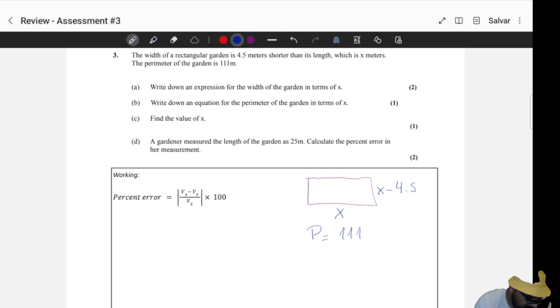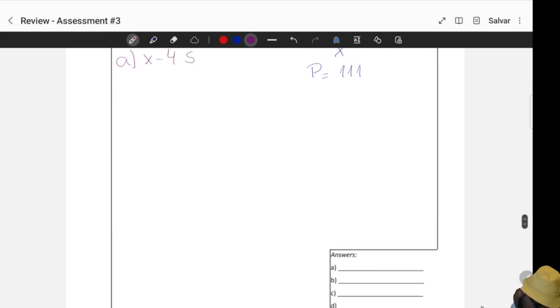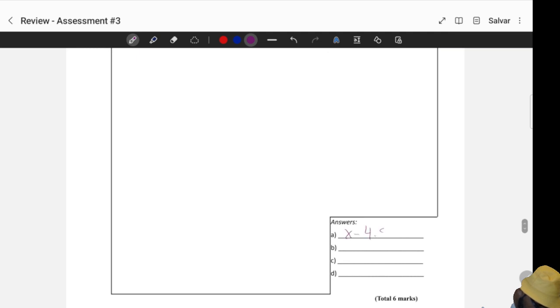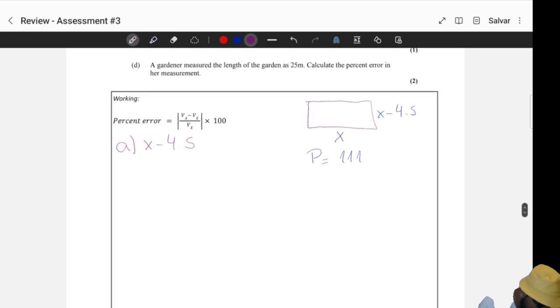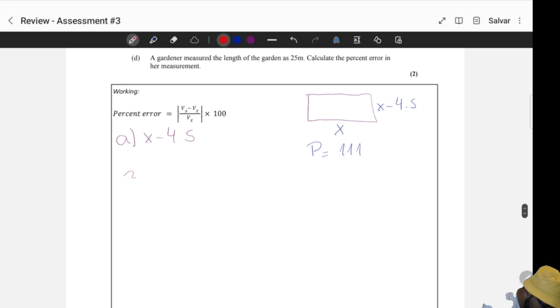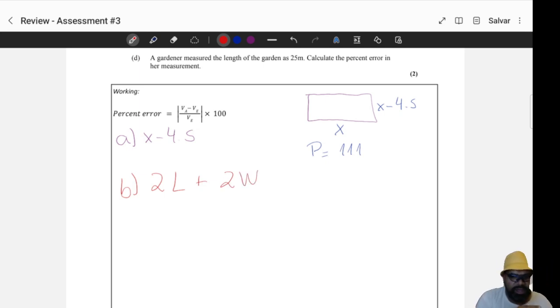Write down an expression for the width of the garden in terms of x. Oh, we have already. Then our A is x minus 4.5. B is write down an equation for the perimeter of the garden. Perimeter, if you remember, the equation is 2 times length, because we have length on the bottom and on the top, plus 2 times width, because we have width on left and right, equals the perimeter.